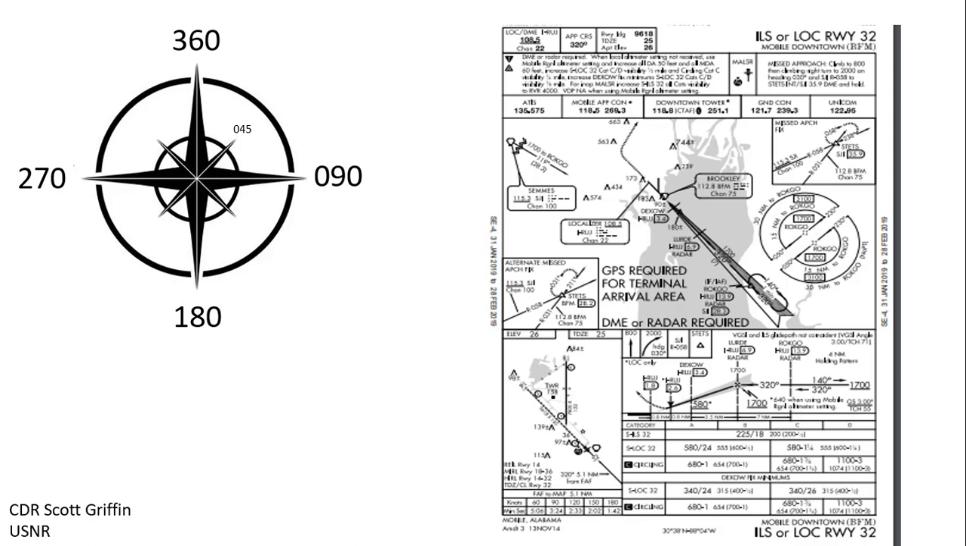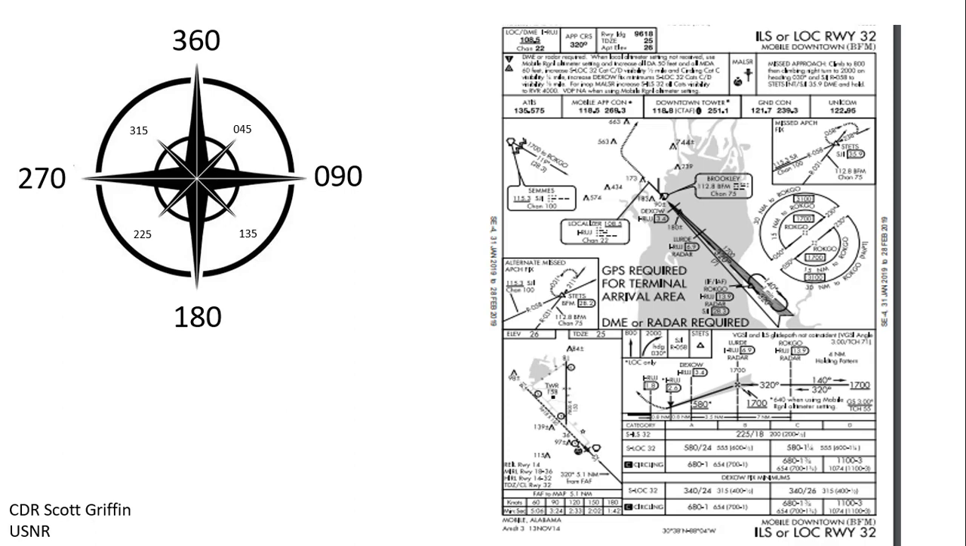That's pretty easy, right? Now, what heading is southeast? 135. What heading is southwest? 225. And of course, what heading is northwest? And of course, it's 315.